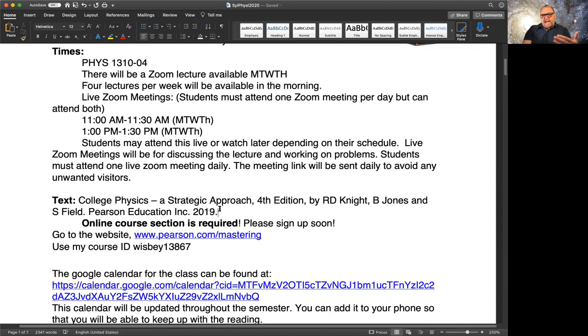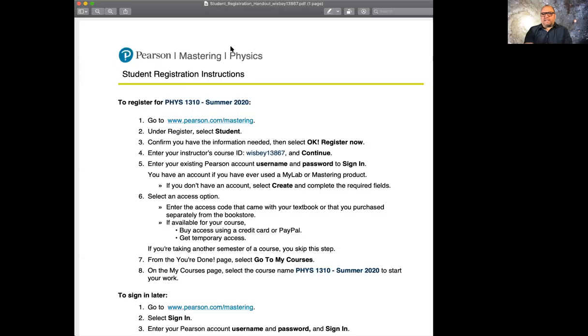You will need to get access to Pearson as soon as possible, because all of our homework is going to be through the Pearson website. So please do that as quickly as possible. And I included directions about how to find my class. So let's take a look at the instructions for connecting to my Pearson class.